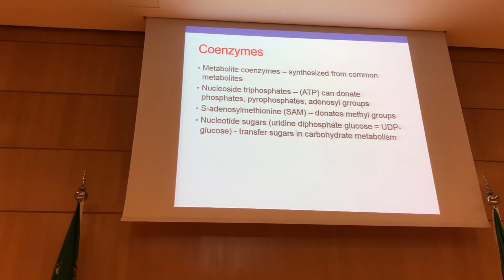We have the example that we discussed with Dr. Ahmad when he explained glycogen metabolism, and he said that UDP is considered a carrier of glucose in the synthesis of glycogen. So this can also be considered a coenzyme because it's a donor of a monosaccharide during the synthesis of glycogen.